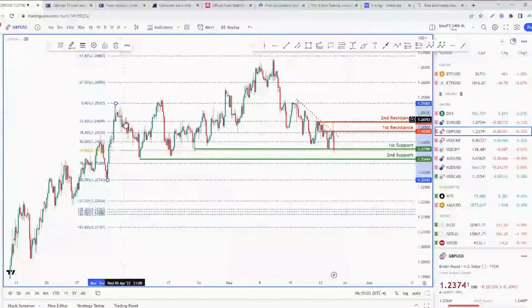So if you had been shorting pound dollar after making this peak, you would have identified these levels as potential take profit areas.